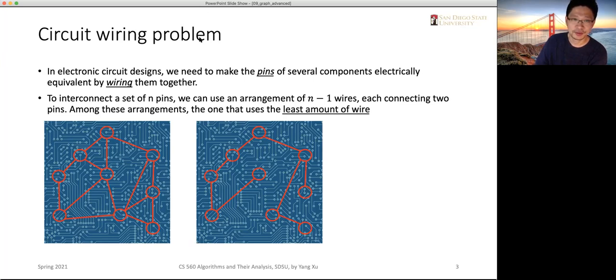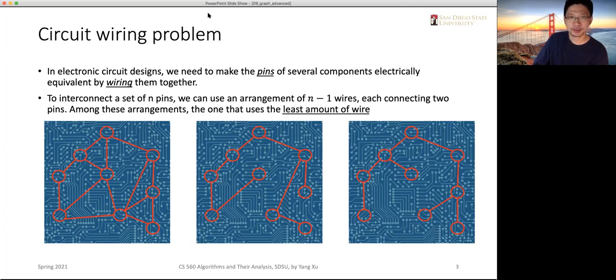Like it removes those unnecessary wires, right? There's no connections here. Okay, and if we look at the length of those wires, actually we can do better, right? Like the one on the right, because it replaces this longer wire here with this shorter one. And this longer one is replaced with this one, okay? So all these changes are guided by the goal that we want to use as little wire as possible.